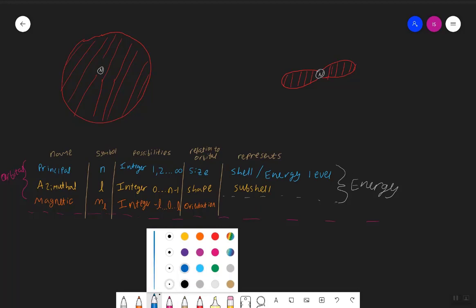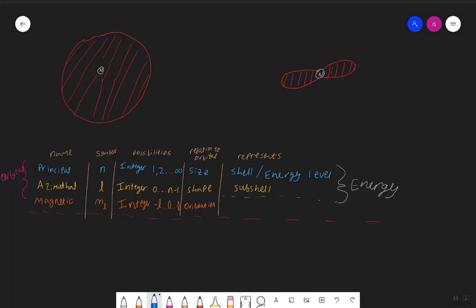So our last quantum number, which I'll put here in blue, is the magnetic spin quantum number, and the symbol is m sub s. Now this only has two possibilities. It can either be positive 1/2 or negative 1/2. Sorry. So positive or negative 1/2. Those are the only two possibilities for the magnetic spin quantum number. And it is not related to the orbital.